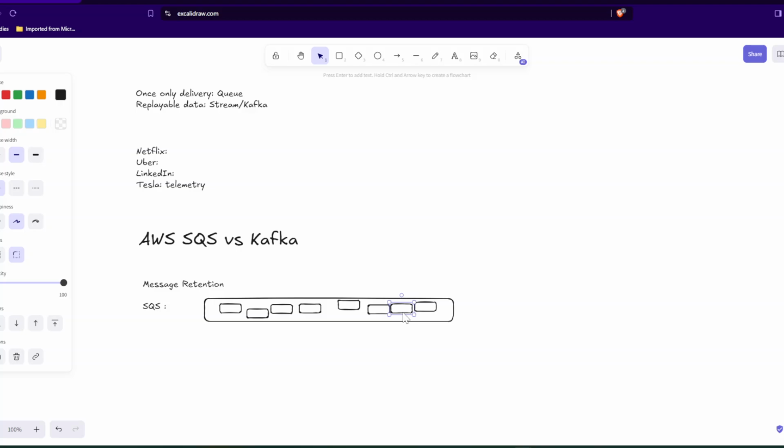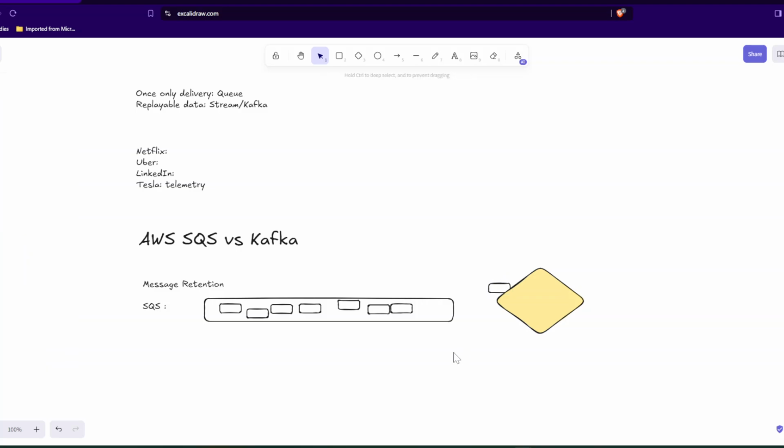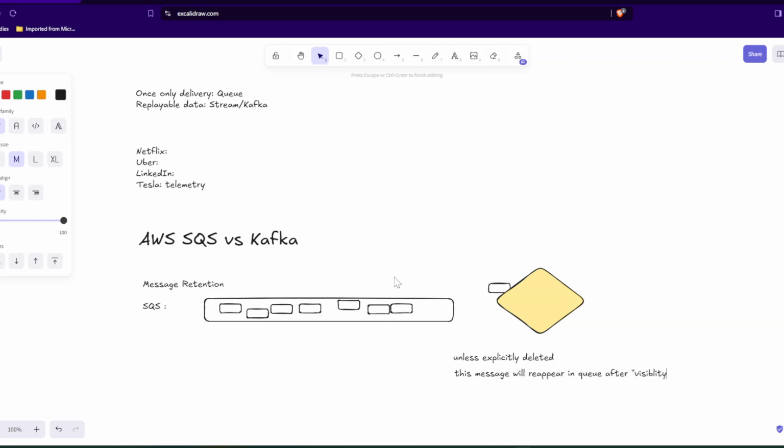Yeah, so all these messages are traveling into the queue. Now when this message is being processed by the worker, suppose I have a worker over here, and this worker in some way processes this message. The moment this processing is done, and this is an important point, unless explicitly deleted, this message will reappear in the queue after the visibility timeout. Excuse my spelling. So unless explicitly deleted, this message will reappear in the queue after that visibility timeout, right?